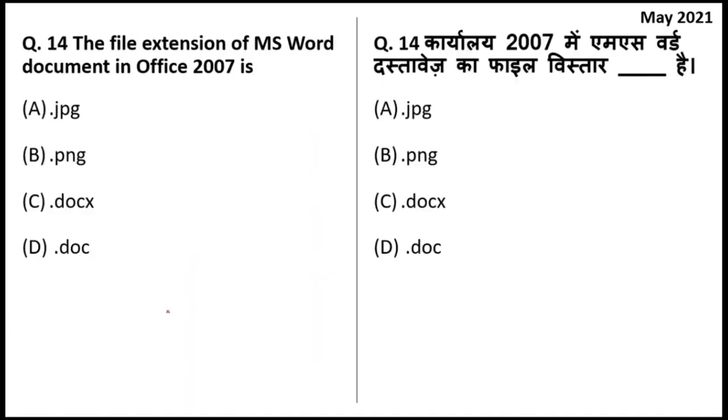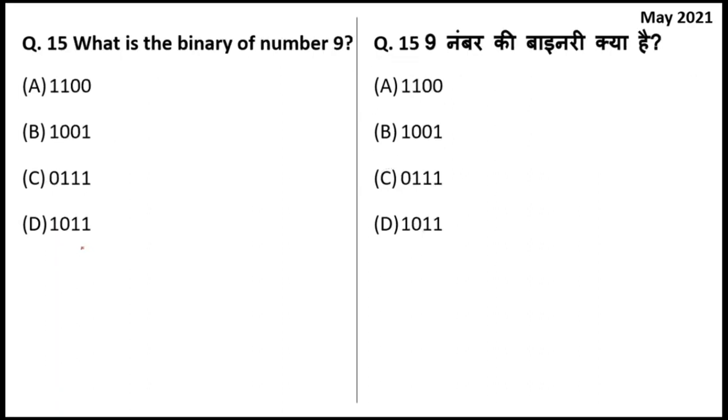The file extension of MS Word document in Office 2007 is. File extensions or file formats are very important from your exam perspective. Do study them for your paper 1. File extension of MS Word document is DOCX. From MS Word 2007 or Office 2007 and above, DOCX has started to be used. Before that only DOC was used, but now DOCX is used.